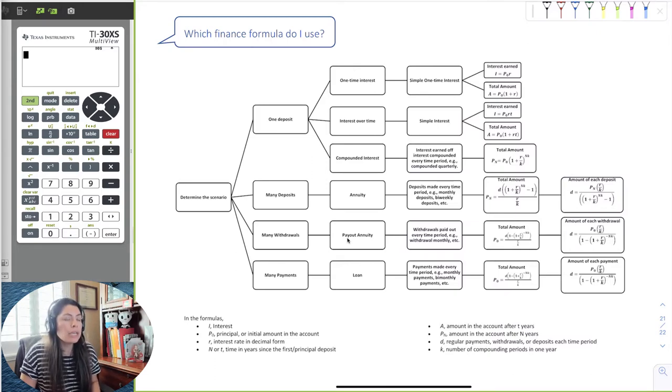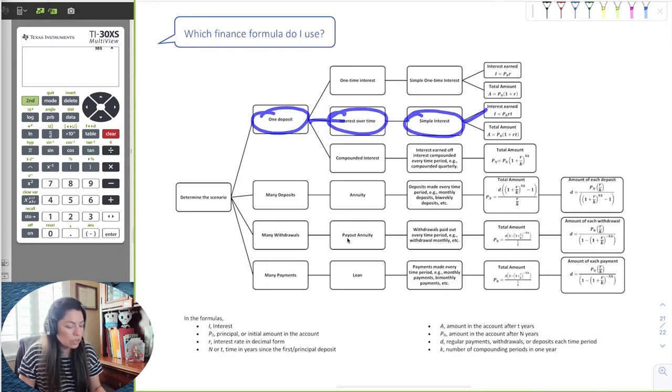Let's say I was making one deposit. I would come here and determine if it was one-time interest, interest over time, or compound interest. Let's say it was simple interest over 5 years. I would do one deposit, interest over time, which is simple interest, and I could use this to calculate the interest or this to calculate the amount.